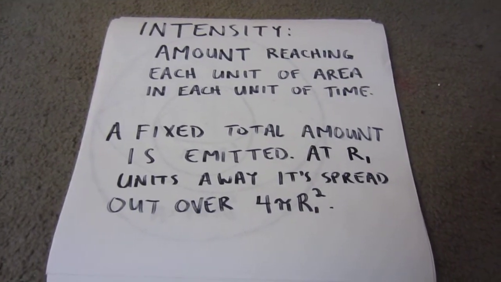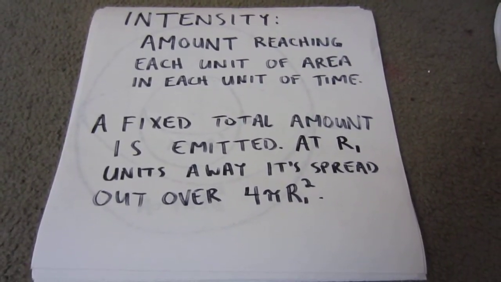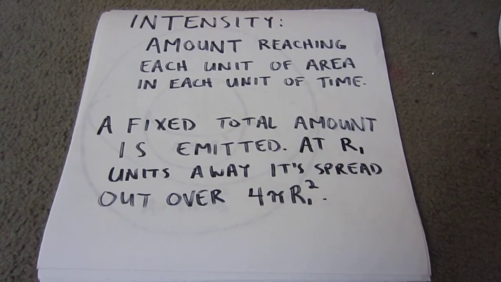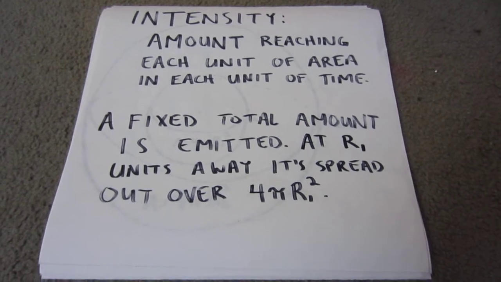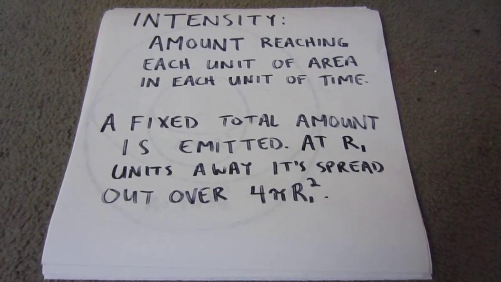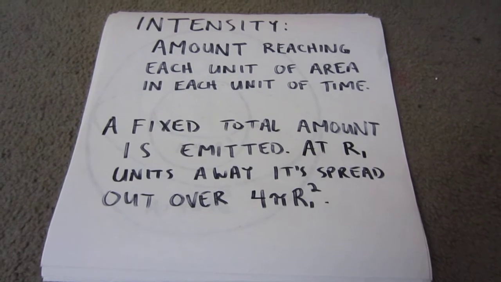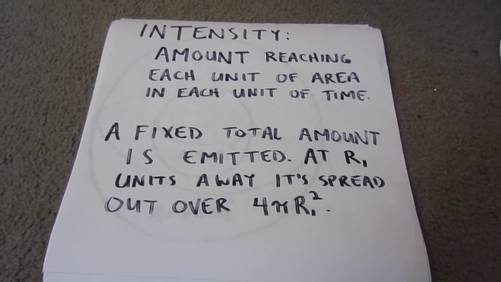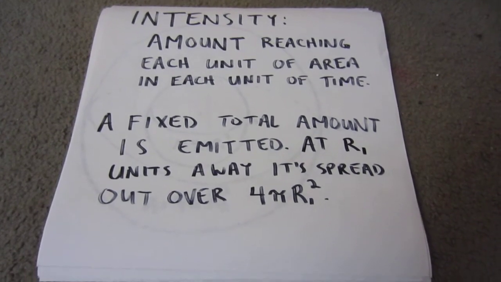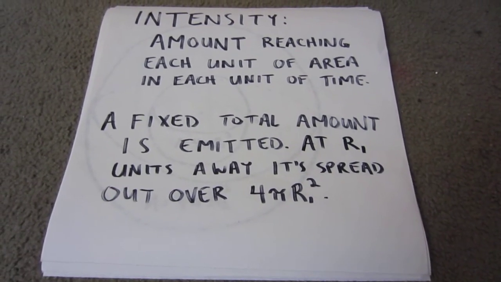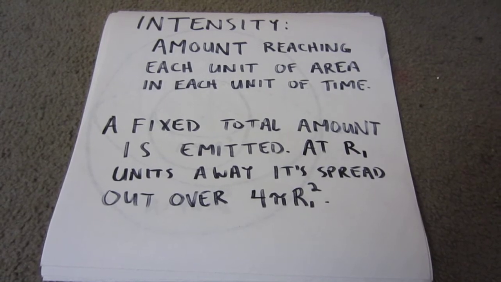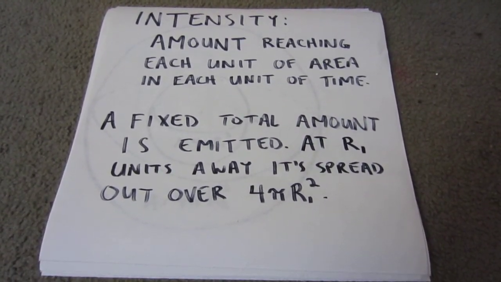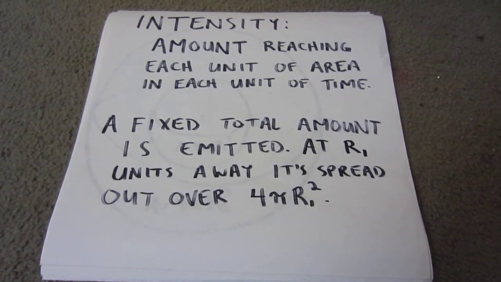Now, intensity of radiation is the amount reaching each unit of area in each unit of time. I'm looking at a single pulse, but the reasoning doesn't make any difference in the case of a sphere. You just add up the pulses over time and you've got the intensity. The steady state intensity avoids any transient differences, which you don't have in the case of a sphere.